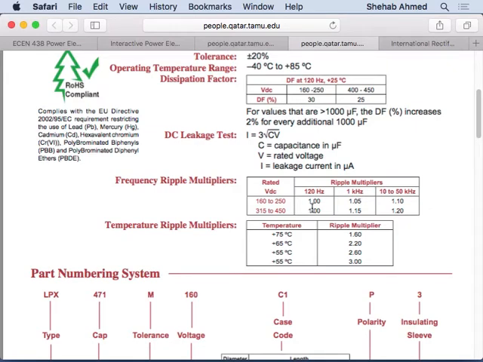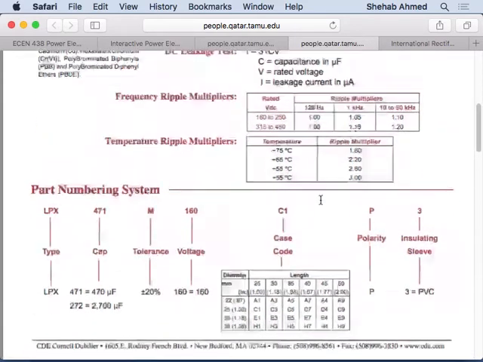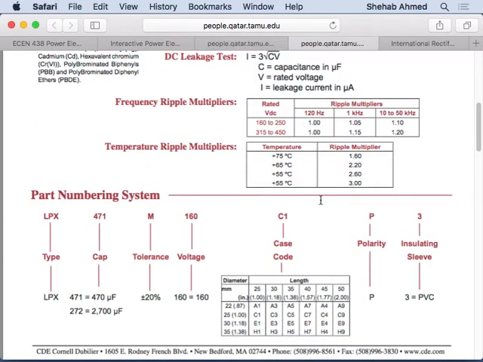If you're operating at 120 hertz, the ripple multiplier is 1. So they allow you a certain value of ripple current at 120 hertz, which we saw in the list. At higher frequencies, they allow you higher ripple current. Why would they do that? Because you're pushing the frequency. What's going to happen to the ripple current due to the capacitor itself for higher frequency? You push the frequency, same waveform, but higher frequency. What's going to happen to the ripple voltage due to the capacitor?